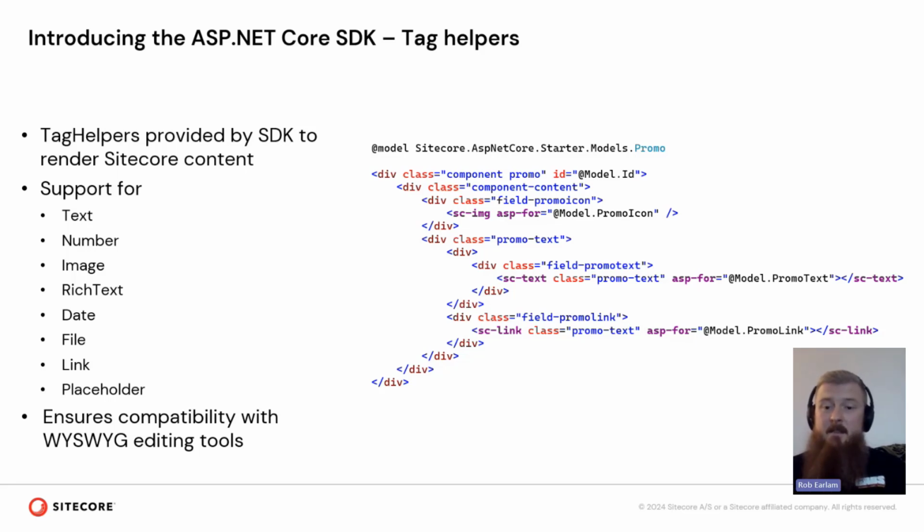Then we have the SC text tag helper for the text, and SC link for the link. You might ask, why do we use these tag helpers and not just a standard anchor for the link or an IMG tag for the image? And that's because of the editing compatibility.